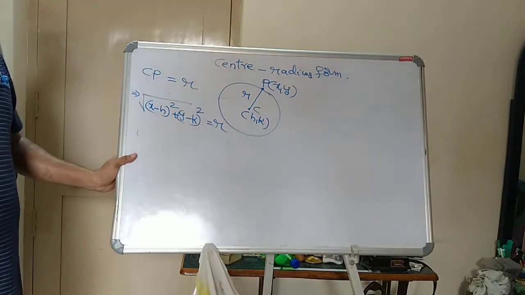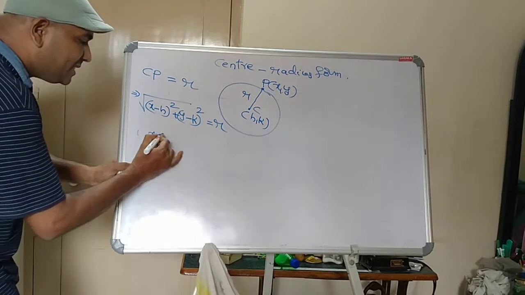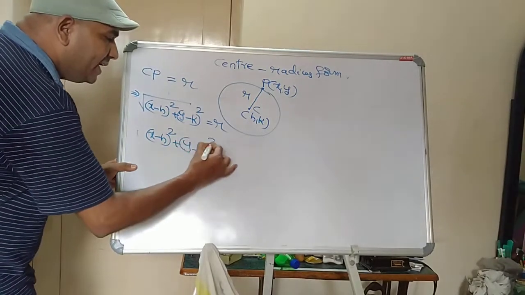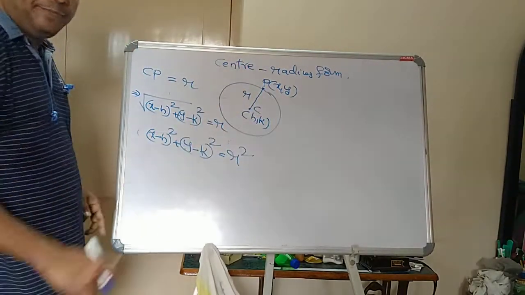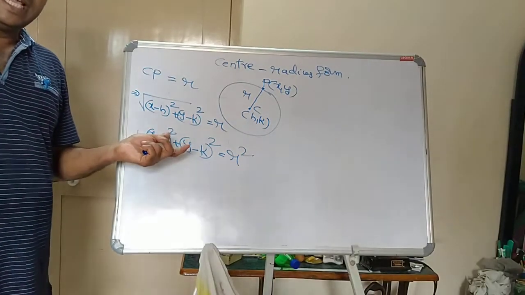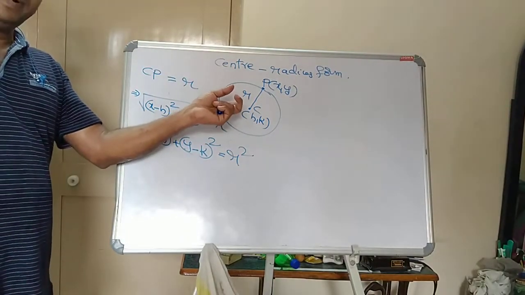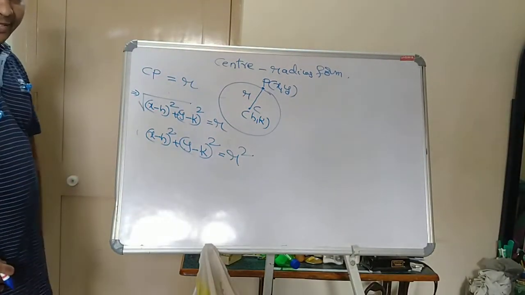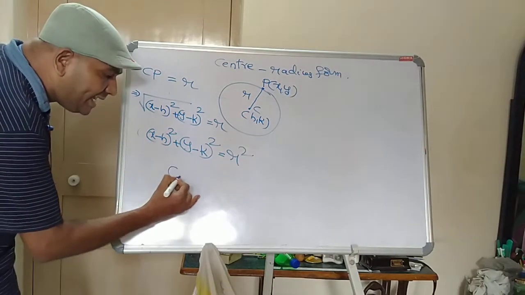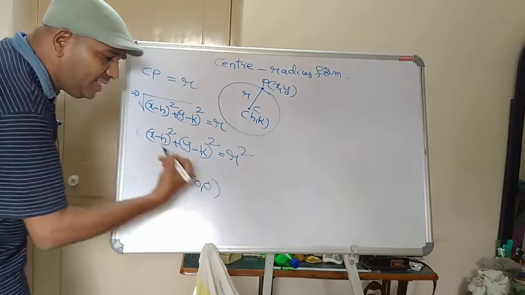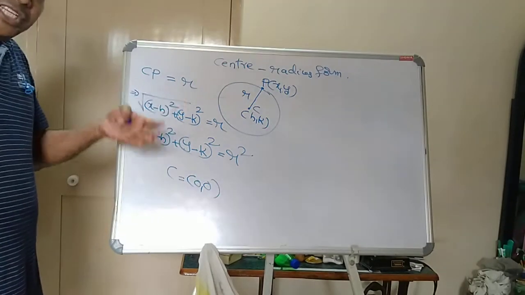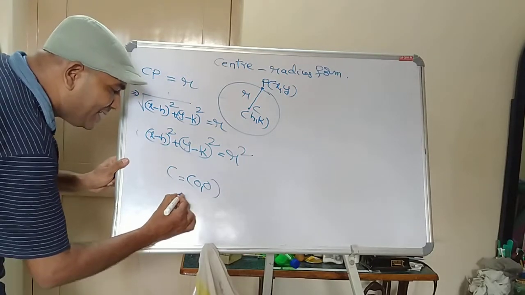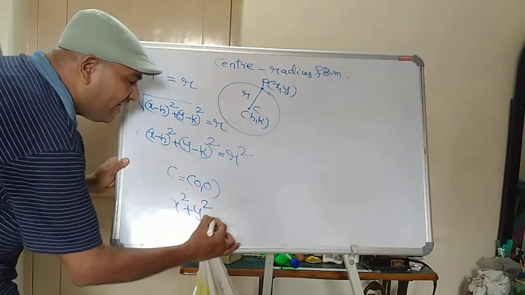Squaring on both sides, that means x minus h whole square plus y minus k whole square equal to r square. This is the equation of the circle when center is h comma k, radius is r. Now, one remark. Let us take center equal to origin. That means substitute h equal to 0, k equal to 0. We get x square plus y square equal to r square.